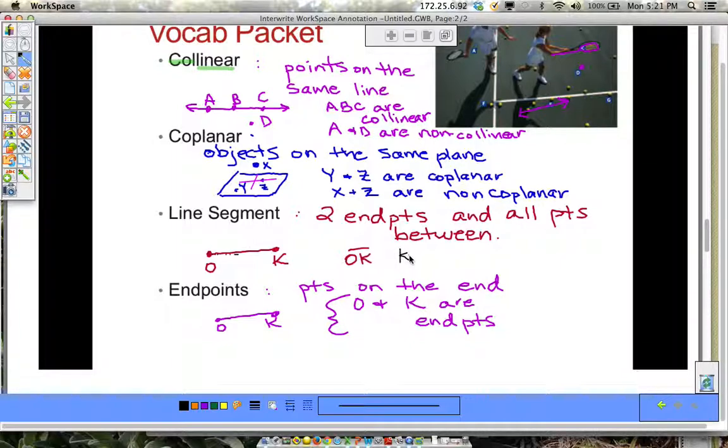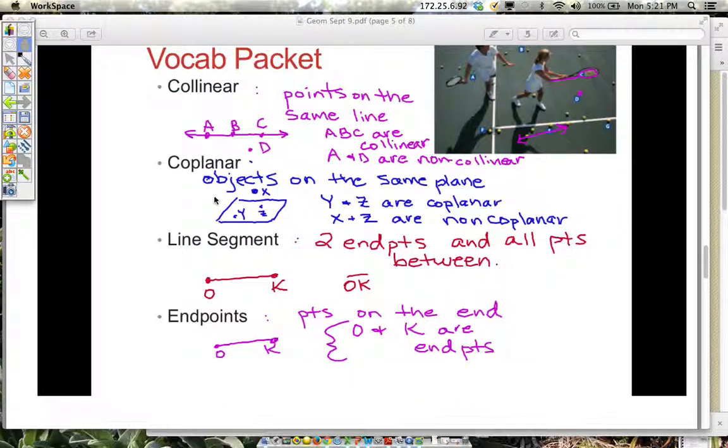KO. Either one is just as correct. And again, just so the reader knows, this is our geometry code. The reader knows there's a line segment above it. And then the endpoints, those are just the points on the end. So here O is an endpoint and K is an endpoint.